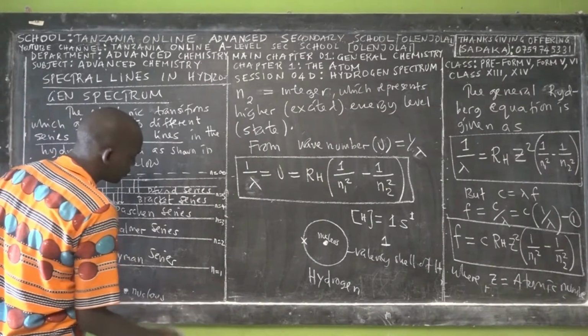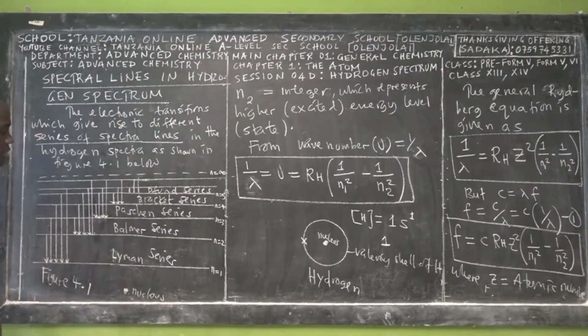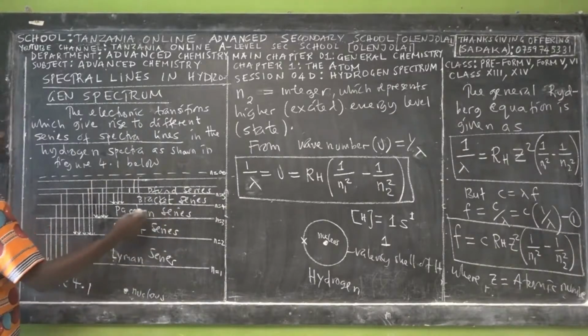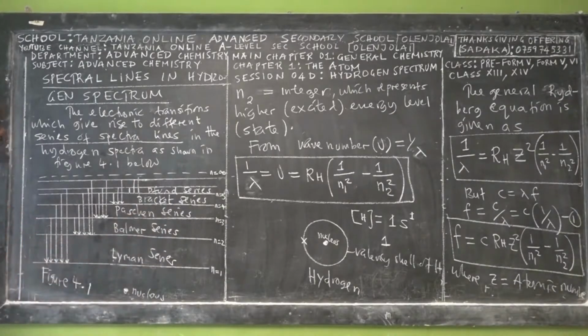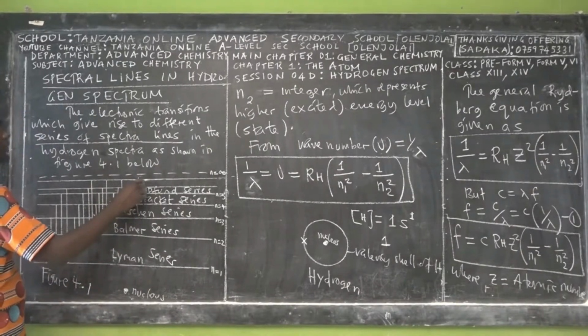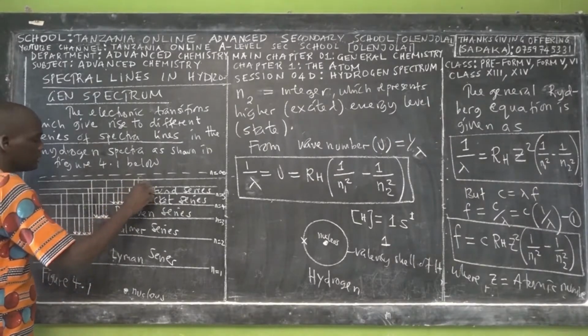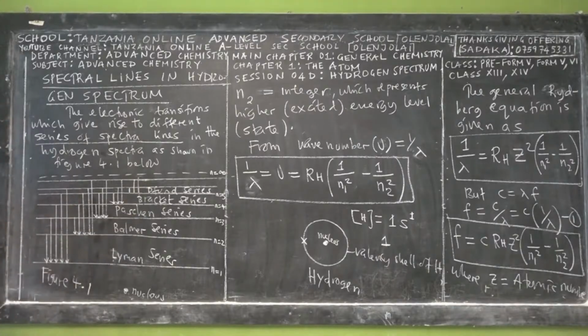So when n is equal to 1, we call it the Lyman series. When n is equal to 2, we call it the Balmer series. When n is equal to 3, we call it the Paschen series. When n is equal to 4, the Brackett series. When n is equal to 5, we call it the Pfund series. And these arrows indicate the fall of electrons.